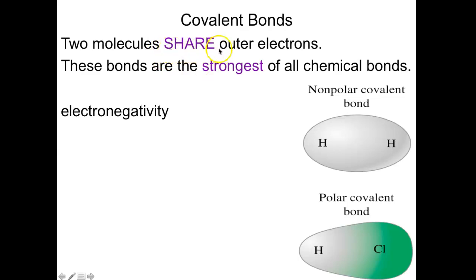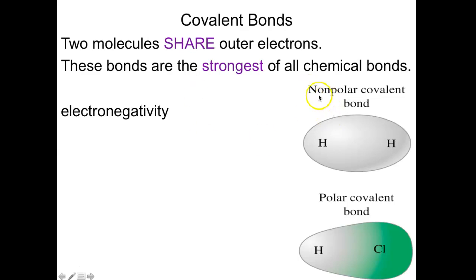Molecules are sharing their outer electrons. These bonds are the strongest of all because your orbits are overlapping, and it's just something to remember that covalent bonds are the strongest bonds. Hard to break covalent bonds. Now, sharing can be equal or unequal, okay? Just like anything in life, if you are sharing something with your sister, you're not really equally sharing a pair of shoes. Someone's wearing those shoes more.